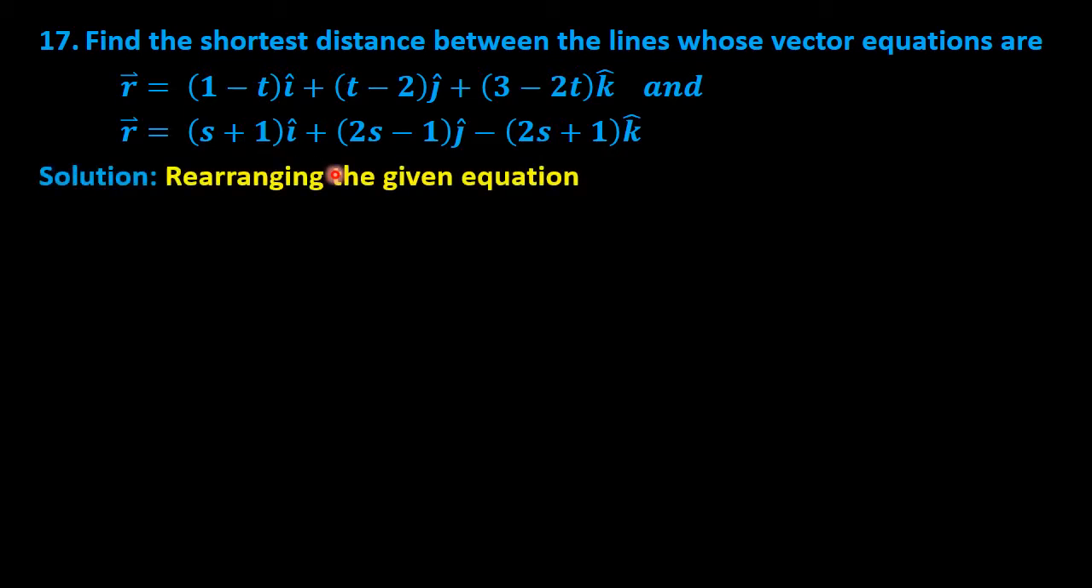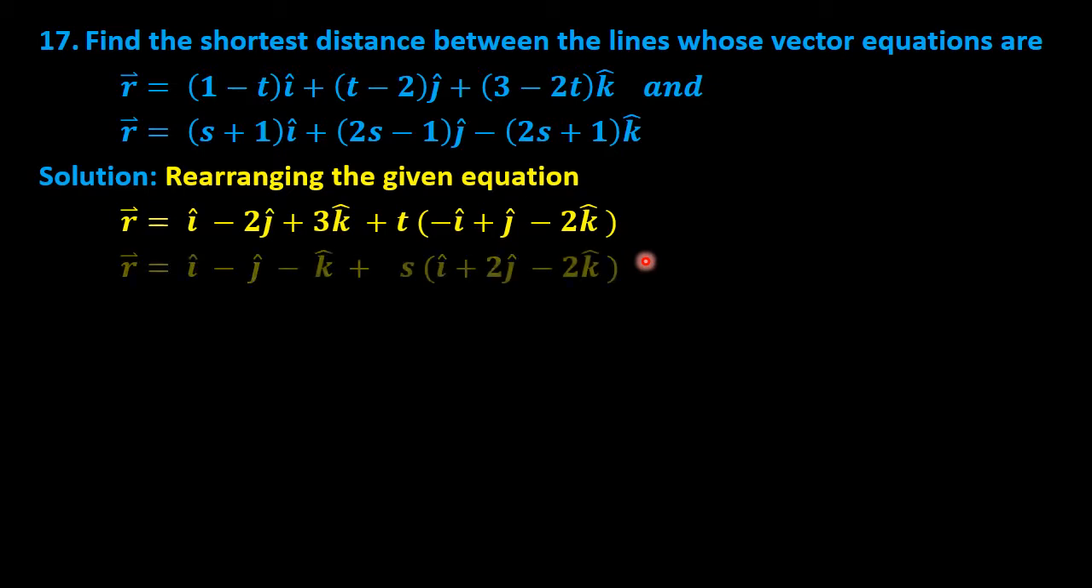Now rearranging the given equation, the first equation of the line can be rewritten as r vector equals i minus 2j plus 3k plus t times minus i plus j minus 2k. And similarly, the second equation of the line can be rewritten as r vector equals i minus j minus k plus s times i plus 2j minus 2k.